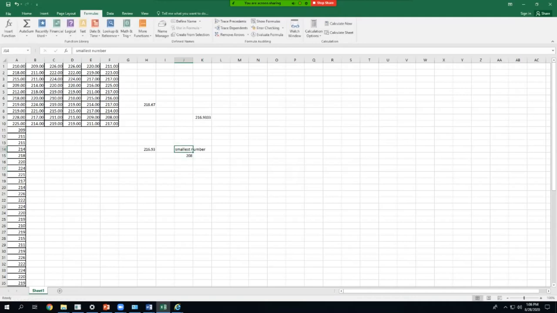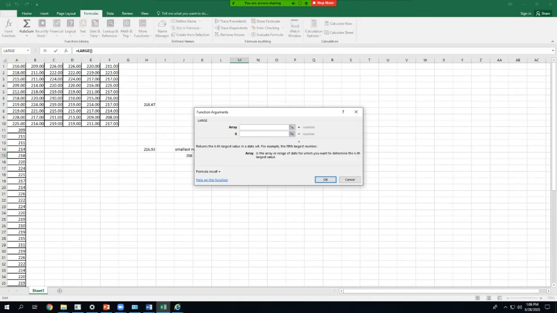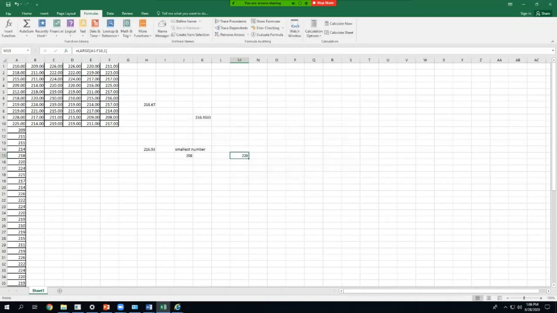Okay, so we can calculate the smallest number so I know where the histogram will begin, and where it ends, maybe the largest number. So I can select this array. And the largest number is the first, so it's 228. Okay. So at least I know the limits of my histogram.